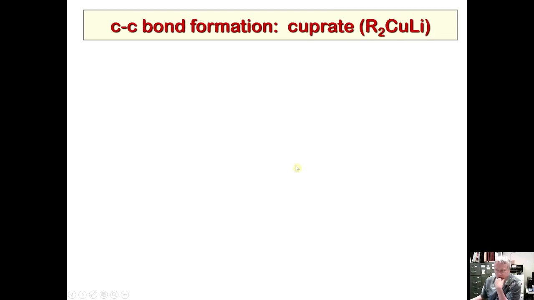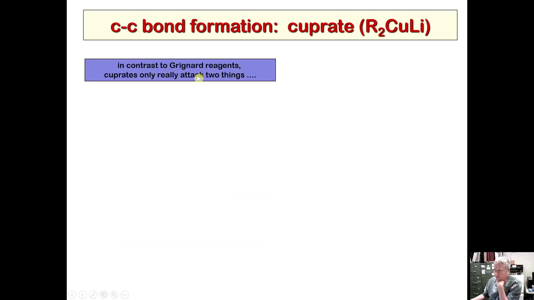So what about cuprates then? They're actually simpler because there's very little that they do. Only a couple uses of cuprates that we learned about in organic 2. So in contrast to Grignards, they attack 2 things. What are the 2 things that cuprates react with? Maybe you can think about that a bit.